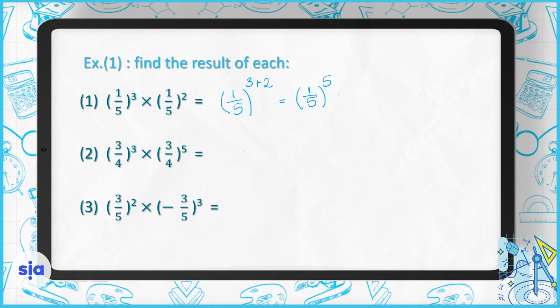Question 2. 3 over 4 to the power of 3 multiplied by 3 over 4 to the power of 5. Same base, I can combine the powers. So it will be 3 over 4, and then when we multiply, we add the power. 3 plus 5, it is 8. Then 3 over 4 to the power of 8.